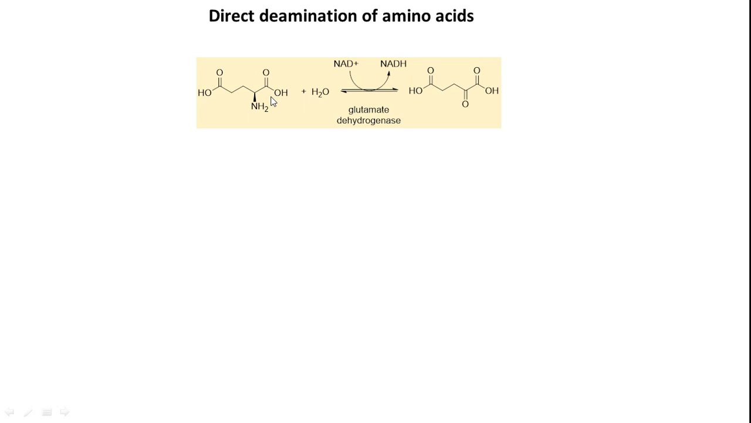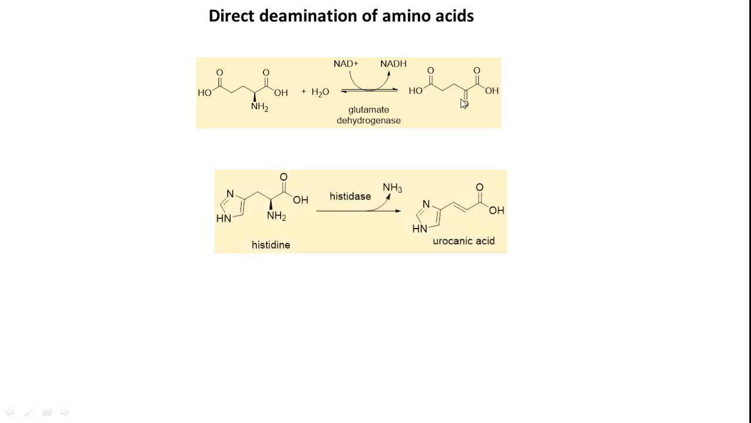Here glutamic acid gets oxidatively deaminated with the help of the glutamate dehydrogenase enzyme. The coenzyme we have is NAD+, which converts to NADH, and then alpha-ketoglutarate is formed. This is one of the major pathways as far as deamination is concerned.